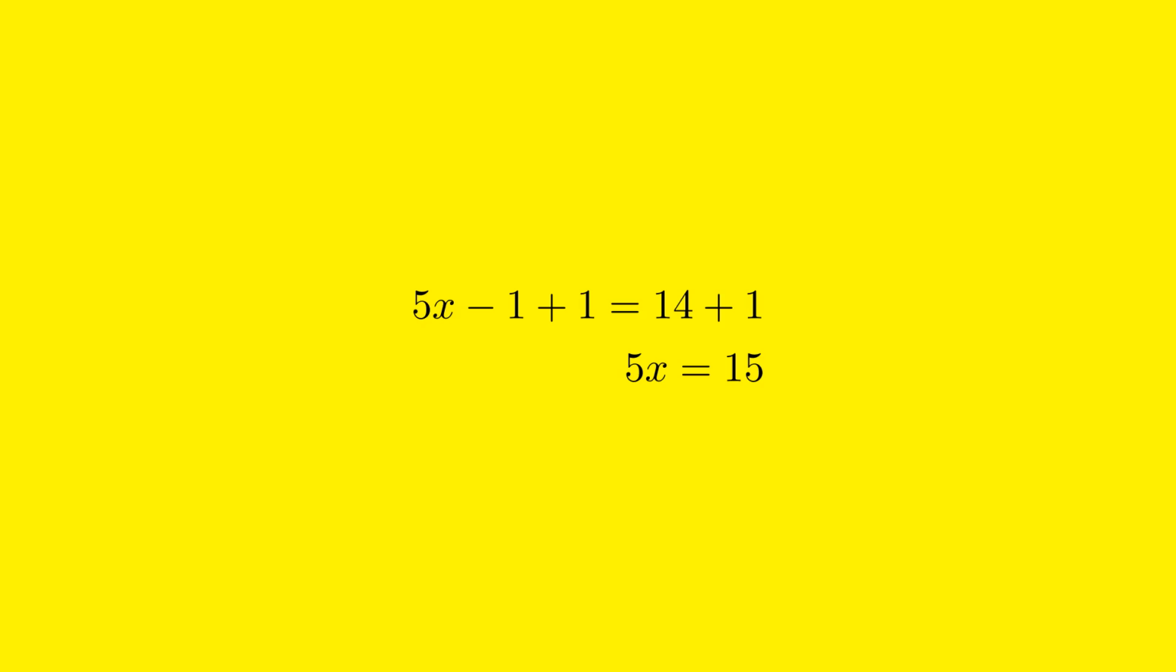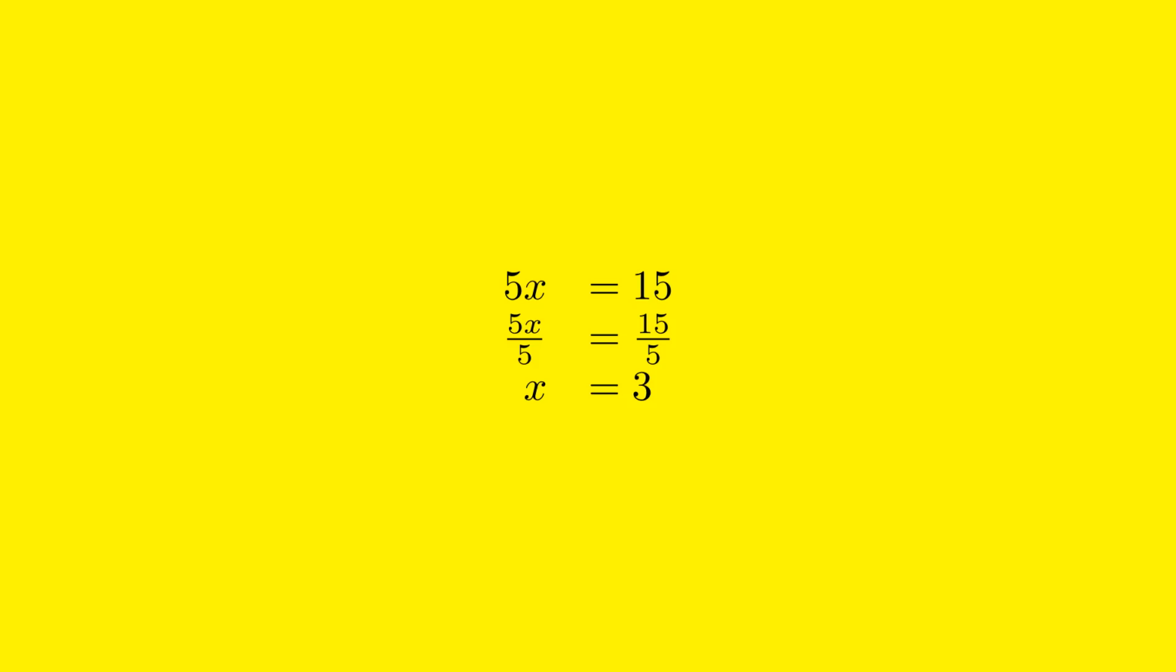Adding 1 to the left side cancels out the minus 1, and adding 1 to the right side changes the number 14 to 15. This will alter our equation as follows. On the left side, 5x minus 1 plus 1. The minus 1 and plus 1 cancel out, leaving just 5x. On the right side, 14 plus 1 equals 15. Therefore, the new equation is 5x equals 15. We have simplified the original equation by eliminating the minus 1 through addition, making it easier to solve for x.